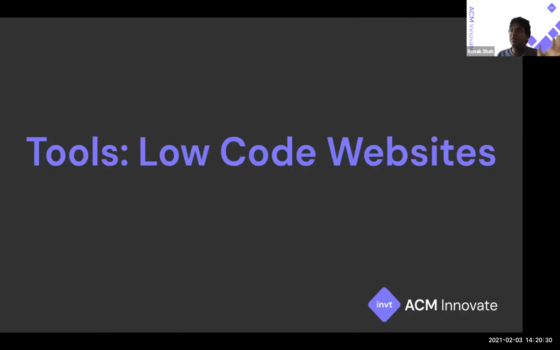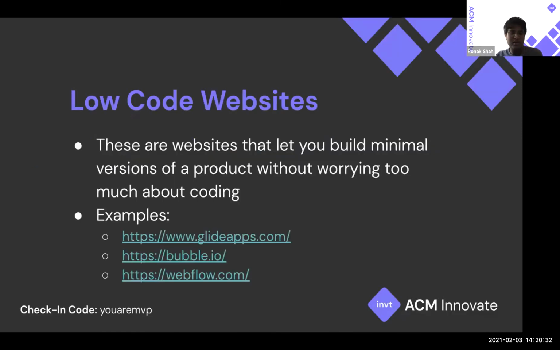So we are ACM, so we have to talk a little bit about coding. Because I don't want to code, we're not going to actually code. We're going to talk about a couple of different websites that let you build minimal versions of a product without doing any coding. One of these is called Glide Apps. There's also Bubble and Webflow.